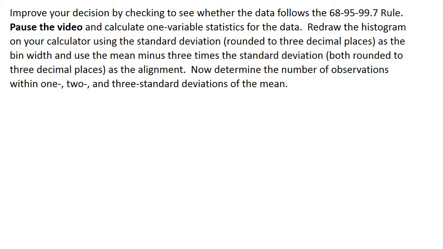So one thing that I can do is just check to see if the data follows the 68, 95, 99.7 rule. So here's what you should do. You should calculate one variable statistics for this data set, and then redraw the histogram, letting the bin width be the standard deviation. Now round that to 3 decimal places just so that we're pretty accurate here. And then for your left alignment, make the left alignment be whatever the mean is, minus 3 times the standard deviation. That'll give you the leftmost endpoint for 3 standard deviations below the mean. So try that now. Pause the video and set up your histogram so that it's counting by the standard deviation as the bin width from the leftmost endpoint 3 standard deviations below the mean.